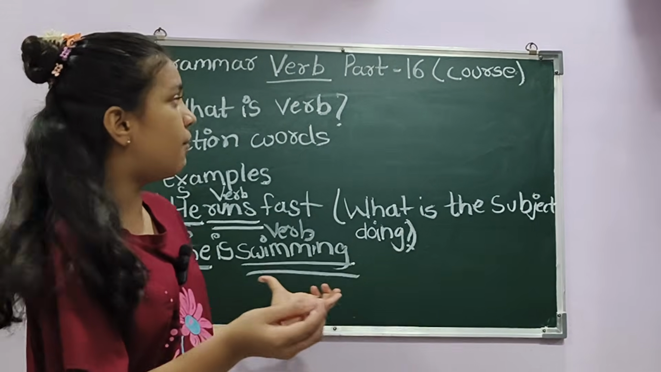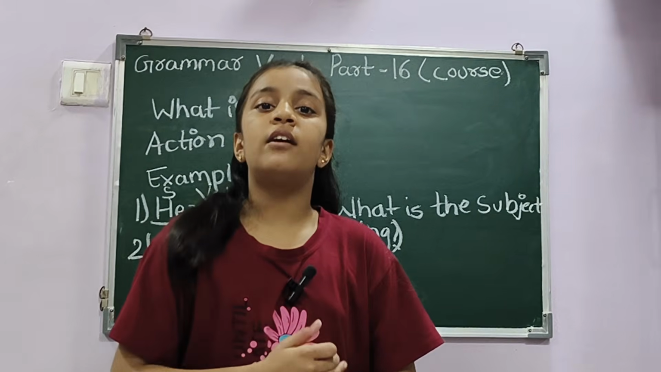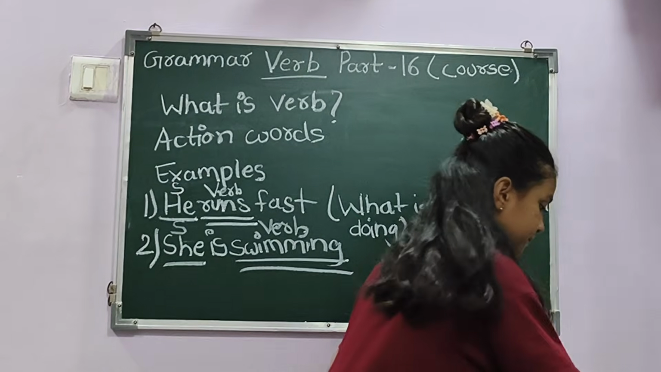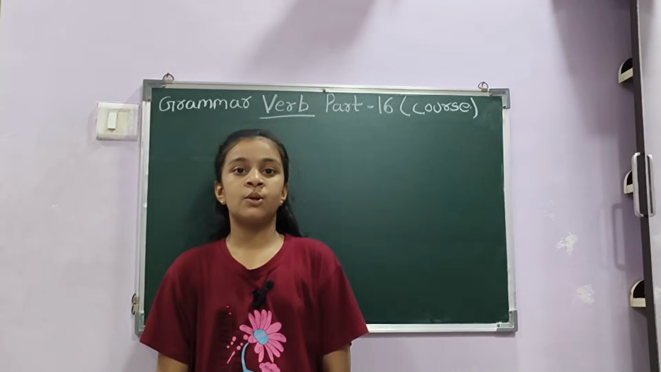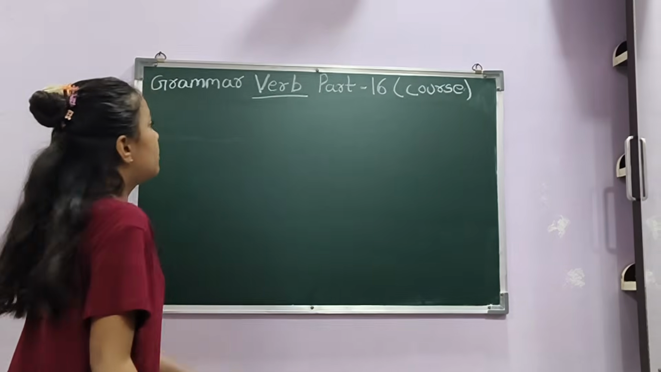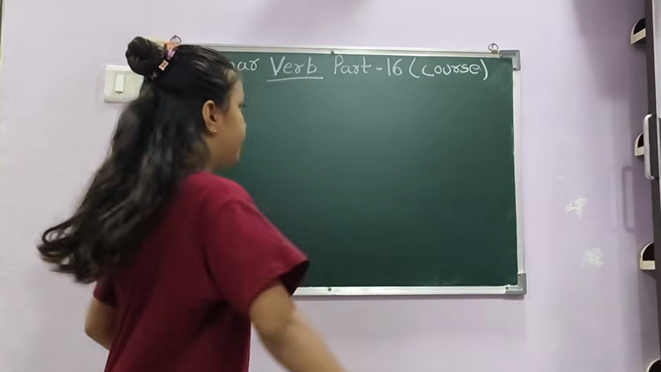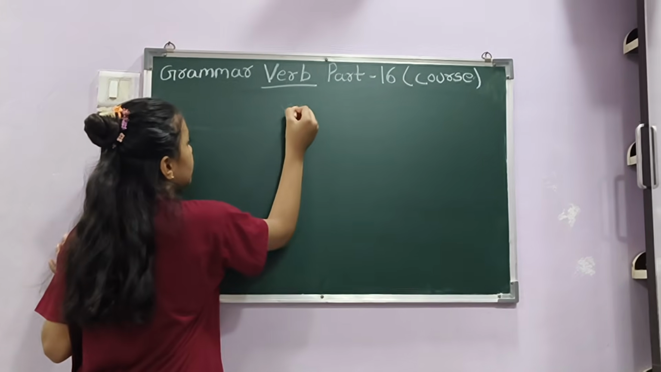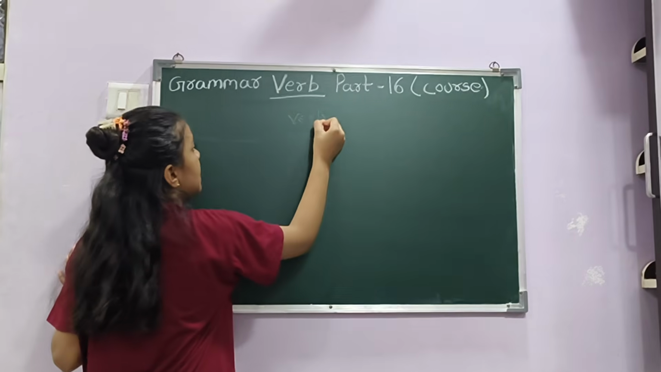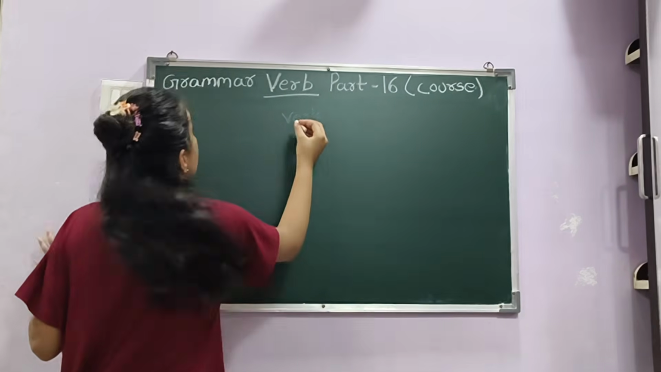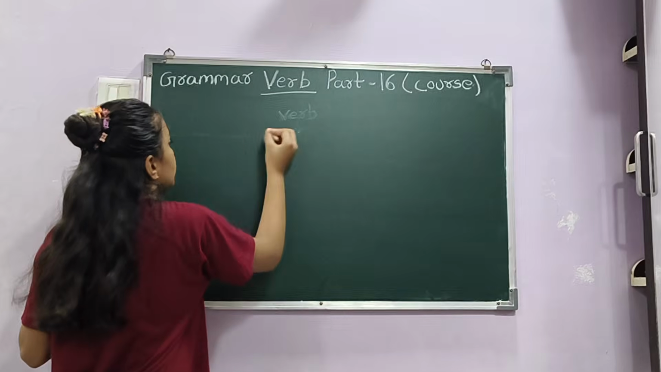So now let's move towards our next topic, and now I will show you one flow chart about types of verbs, and we are going to learn their types. So here I will draw one flow chart. First of all, we'll write the verb, the main topic. Then I will draw one flow chart, and that I will explain to you.